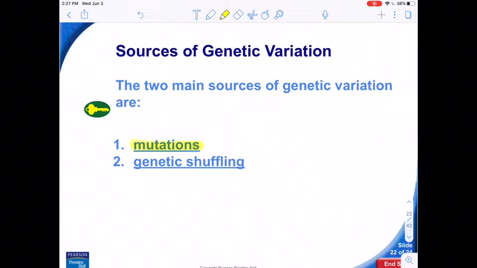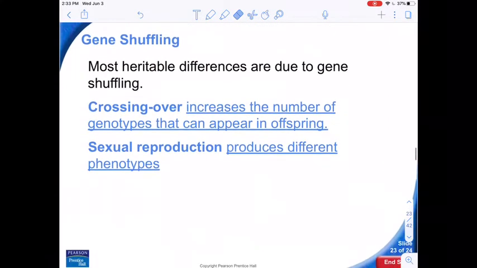The second type of variation is genetic shuffling, which can come from 2 different ways, and those are crossing over and sexual reproduction. So remember, crossing over is the process that we learned about that occurs in meiosis. We learned about that in our last unit. And what that means is that parts of the chromosomes literally swap places. They cross over during prophase 1 of meiosis. And this process increases the number of genotypes that can appear in an offspring. So that is one way that it causes gene shuffling, by increasing the number of genotypes that can appear in offspring.